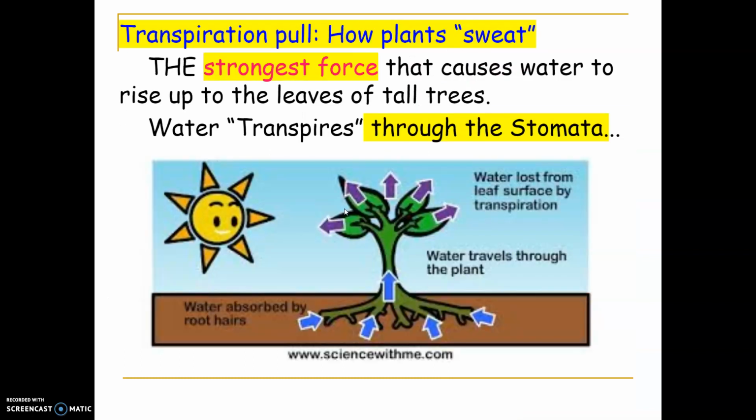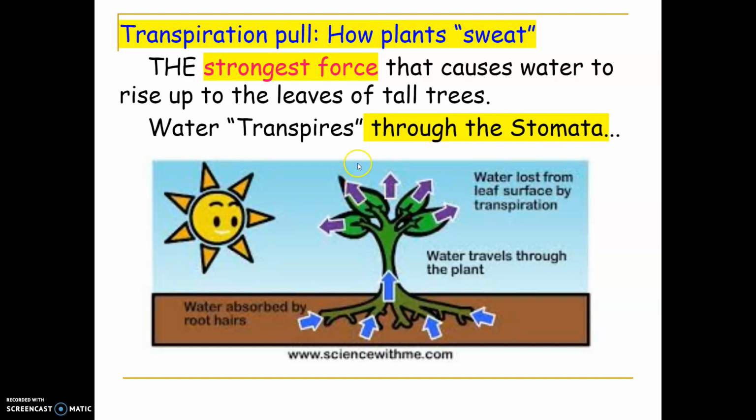Here is the most important and best way to get water all the way to the top. It's called transpiration. I want you to consider comparing transpiration to human perspiration. We sweat, plants transpire. So when a plant is out in the sun, there will be some water that actually leaves the leaves.